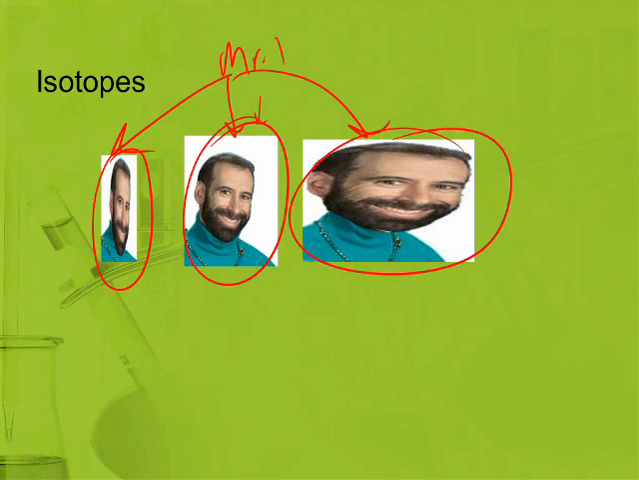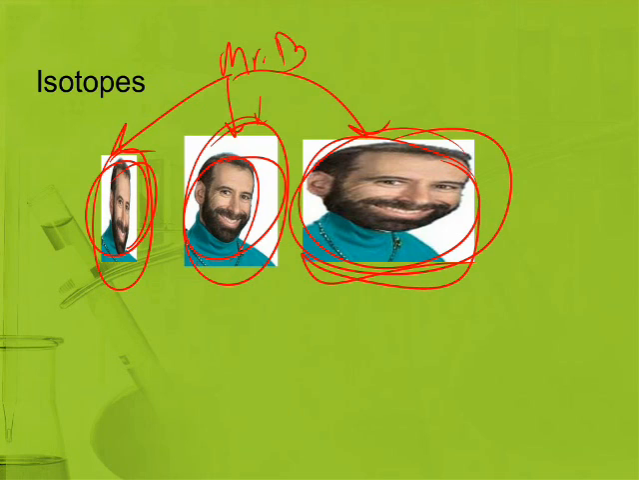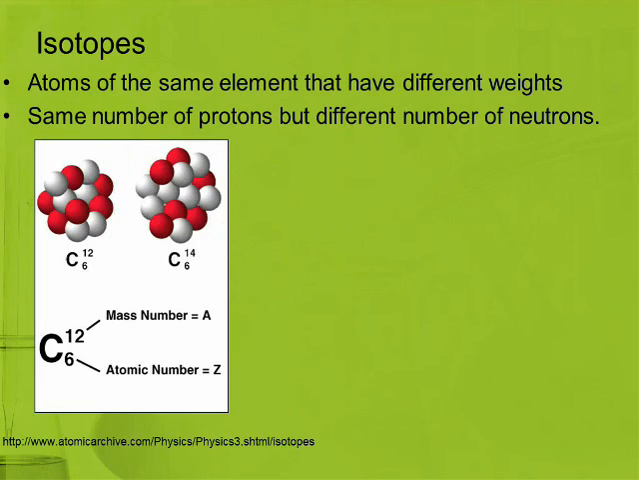It's still Mr. Baron, but I just have different weights. I'm the same person, but with different weights. And that's what an isotope is. It's the same element, but with different weights. And what defines an element? It's the proton that defines the element. So it's the same proton number. Isotopes are atoms of the same element, meaning they have the same number of protons, but have different weights. Same protons, but different number of neutrons.